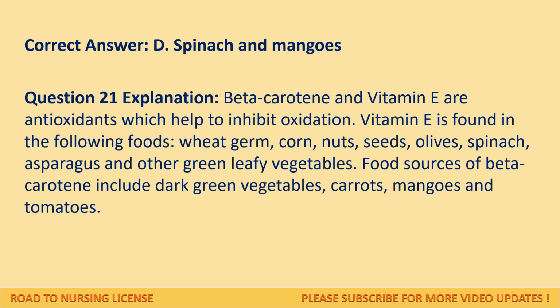Question 21 Explanation. Beta-carotene and vitamin E are antioxidants which help to inhibit oxidation. Vitamin E is found in the following foods: wheat germ, corn, nuts, seeds, olives, spinach, asparagus and other green leafy vegetables. Food sources of beta-carotene include dark green vegetables, carrots, mangoes and tomatoes.